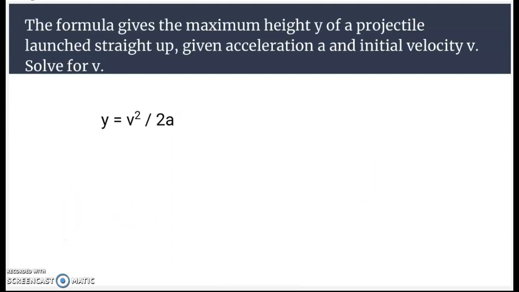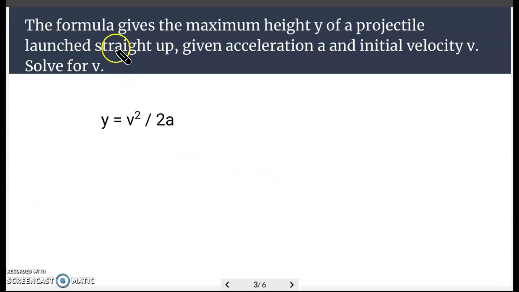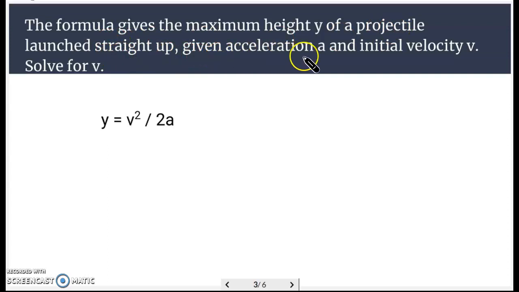Let's look at another one similar to that. Formula gives the maximum height y of a projectile launched straight up, given acceleration a and initial velocity v. Solve for v. Once again, let me rewrite this. Y equals v squared divided by 2a. V is being squared. It's also being divided by 2a. We're going to do the opposite of divide by 2a. We're going to multiply by 2a.